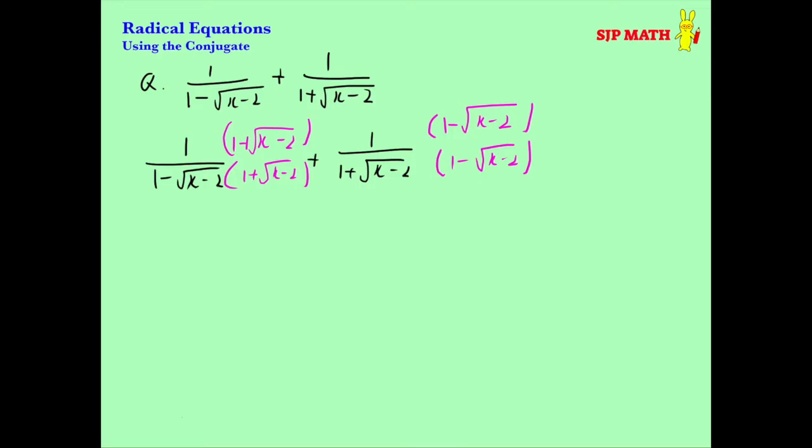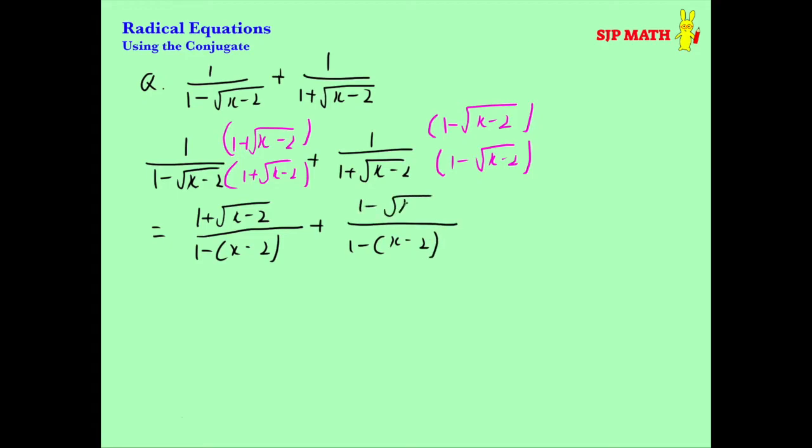And then what we're going to do is simplify these. So multiply them. The bottom becomes, if we do it straight away, 1 minus (x minus 2). And then the top will be 1 plus square root of x minus 2, plus the same for the other fraction, and the bottom will be this here.